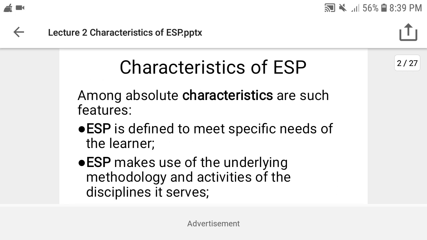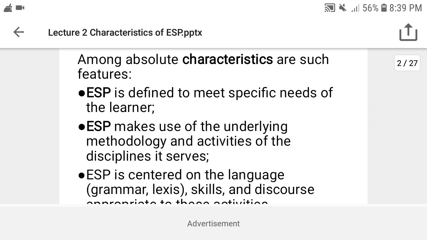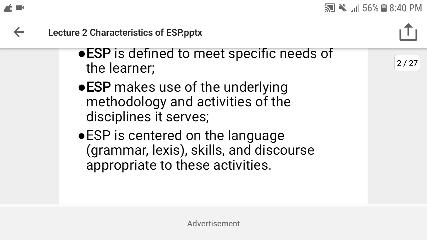Characteristics of ESP. Among absolute characteristics are such features. ESP is defined to meet specific needs of the learner. ESP makes use of the underlying methodology and activities of the disciplines it serves. ESP is centered on the language, grammar, lexics, skills, and discourse appropriate to these activities.